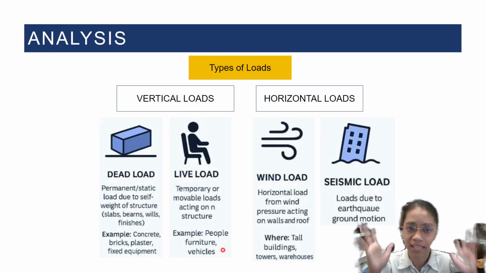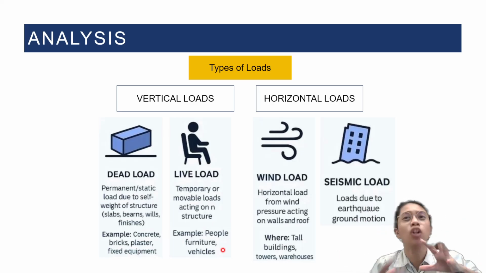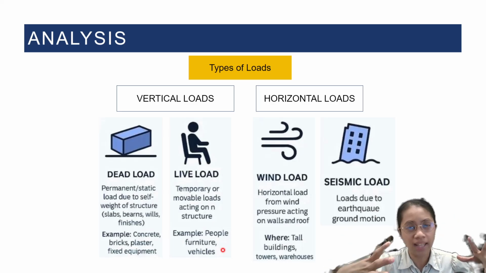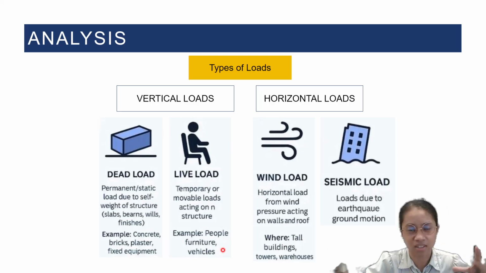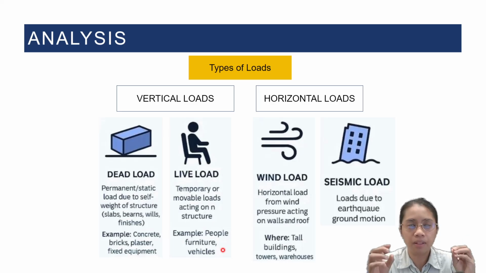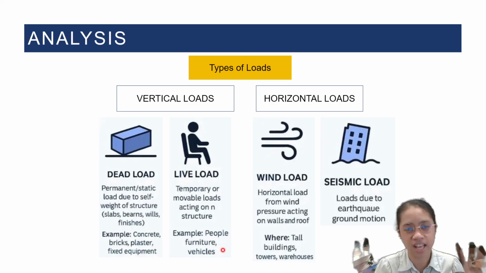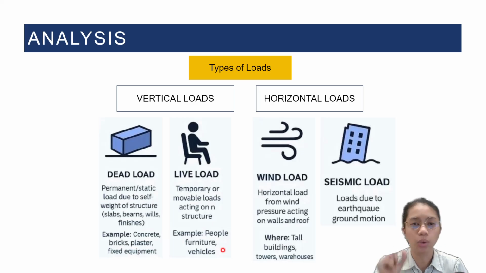For example, in a classroom, you can have one student with furniture, or it can be full of 40 students with 40 seats or 40 pieces of furniture. So with that, the classroom, the structure itself, should be designed with its dead load, and also with how many will be the live load. As a future structural engineer, you need to consider what those dead and live loads are.